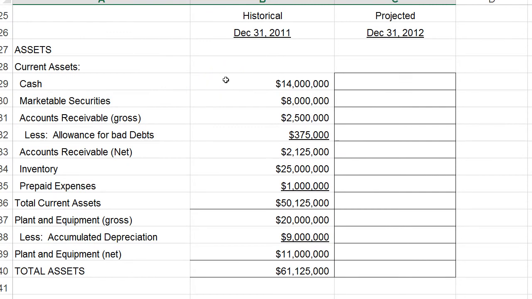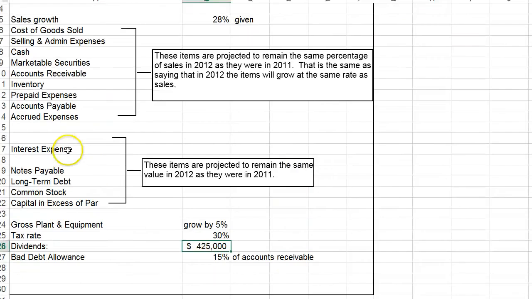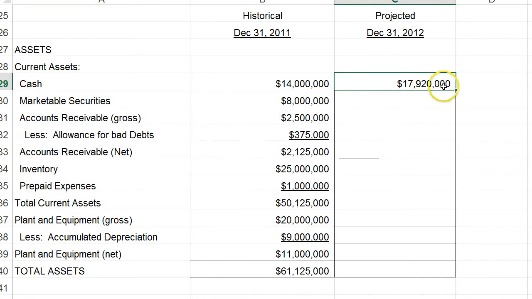Okay, now cash is projected to increase at the same percentage of sales. Okay, so let's see what else we have. We have cash, marketable securities and accounts receivable, inventory, prepaid expenses. So I'm going to increase all these by 28%. Now allowance for bad debt is different. That's something that we're going to set. We're not going to increase it at the same percentage of sales. We decided to only increase that by 15%. Or is it 10%? Okay, 10% then.